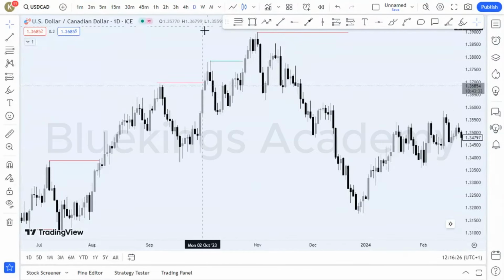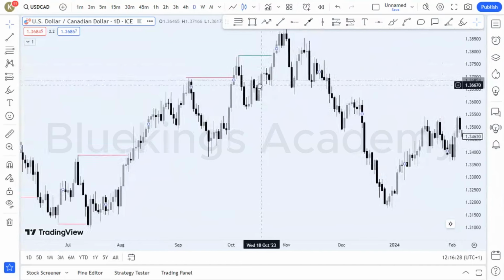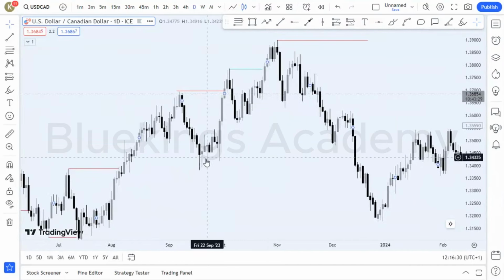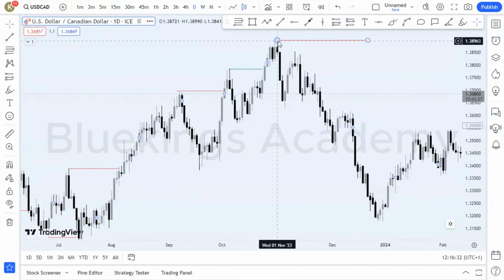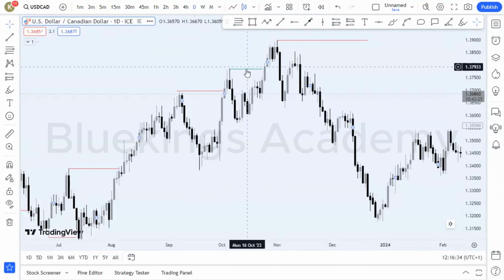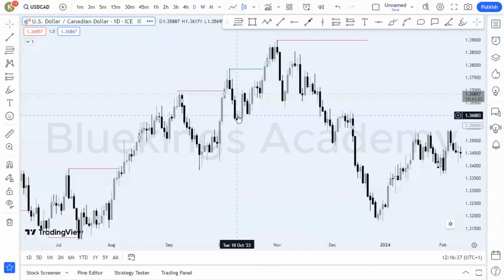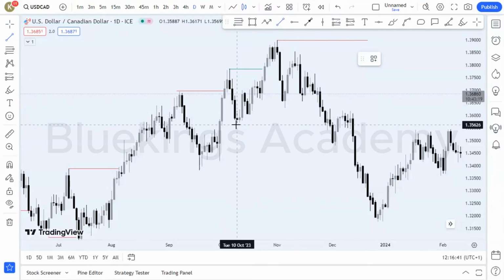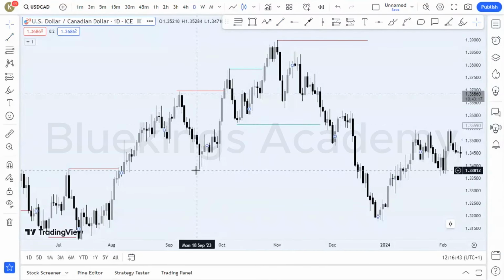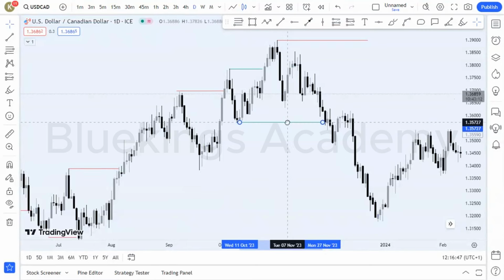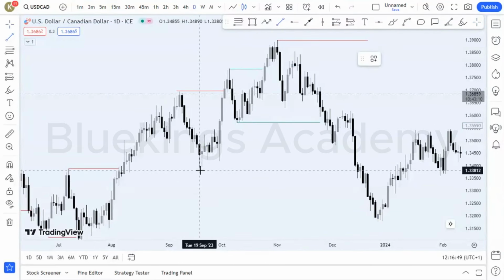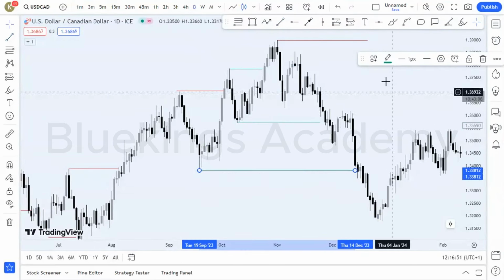Okay, so what's gonna happen right now is this low led to this high. This is the low that led to this high, not this low. This low is gonna be fractal because it led to the break of a fractal structure. This low led to the break of an internal high, so it's gonna be what? Internal low. So that's how you draw it.